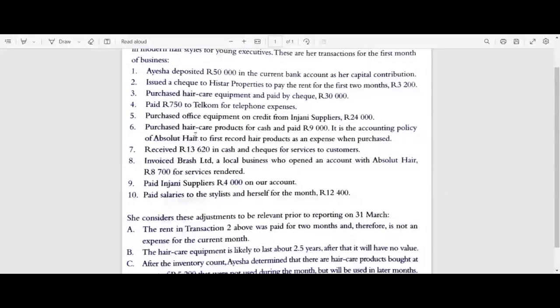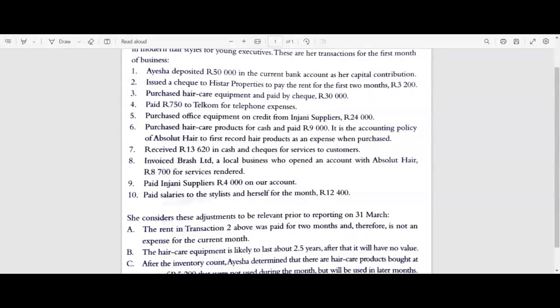So now let's go to transaction number 6, ladies and gents. They say purchased hair care products for cash and paid 9,000 rand. So now this is hair care products. We've got to think about this. For 9,000 rands, it is the accounting policy of Absolute Hair, this is Ayesha's business, to first record hair products as an expense when purchased. So when they purchase it, they record it as an expense.